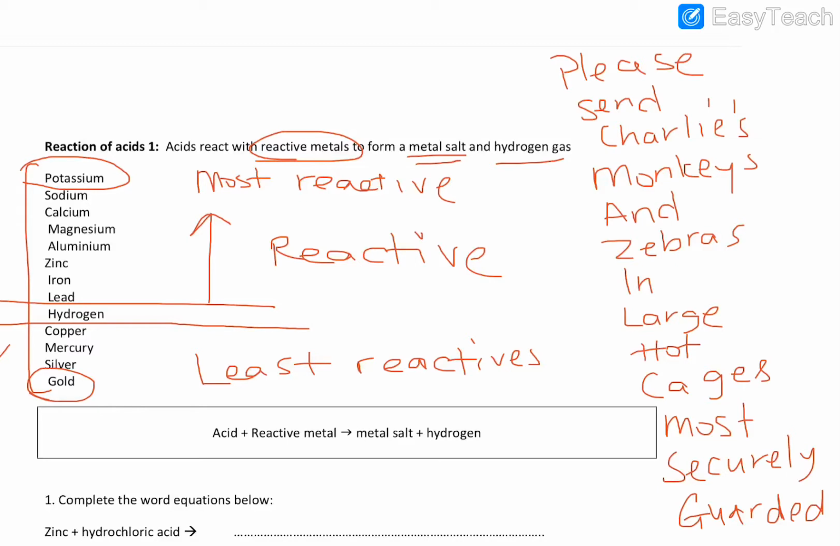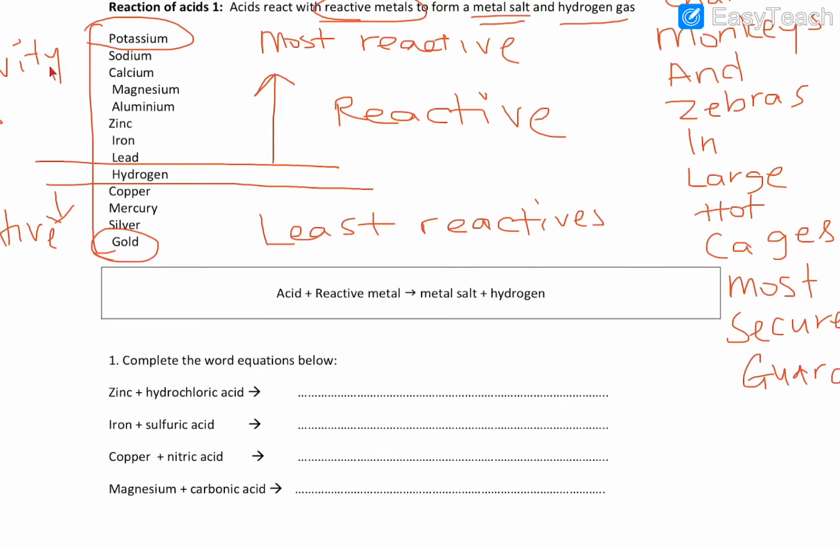So please is for potassium, send is for sodium, Charlie's is for calcium, monkeys is for magnesium and aluminium, zebras is for zinc and iron, large is for lead, hot is for hydrogen, cages is for copper, most is for mercury, securely is for silver, guarded is for gold. So please send Charlie's monkeys and zebras in large hot cages, most securely guarded. The monkeys and the zebras need to be guarded properly. This is what I use to remember this reactivity series.